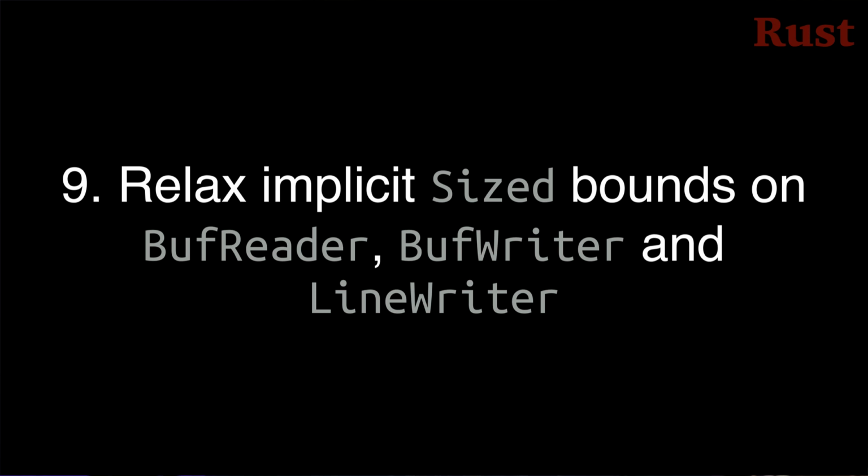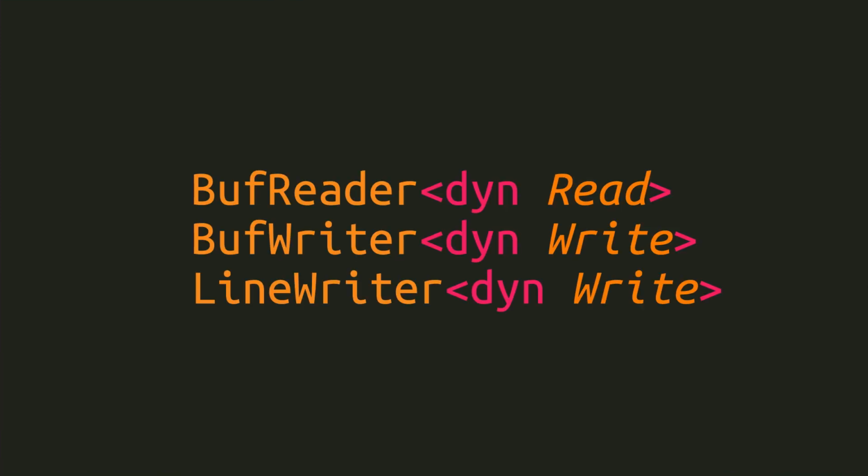Number 9. BufReader, BufWriter, and LineWriter all had implicit Sized bounds on their generic type parameter. This has now been relaxed to be only possibly sized. This means you can, for example, use a trait object with these structs now, which should be a bit more convenient in some situations.